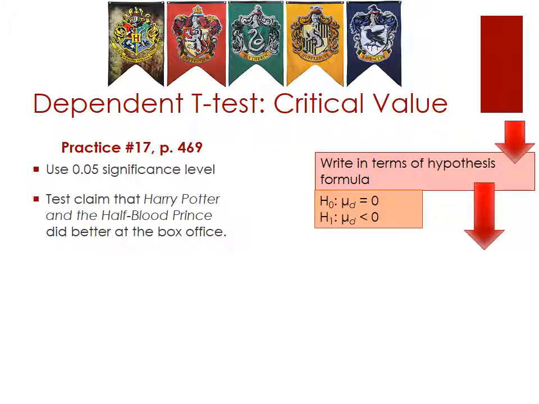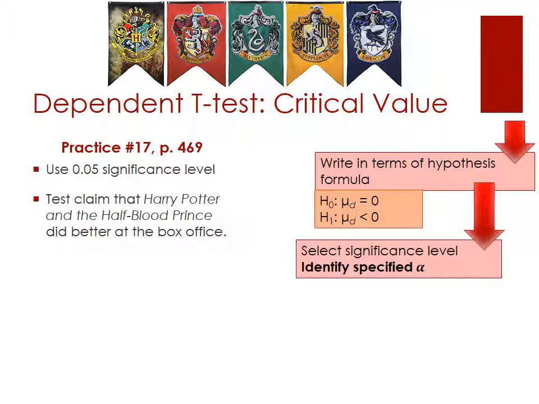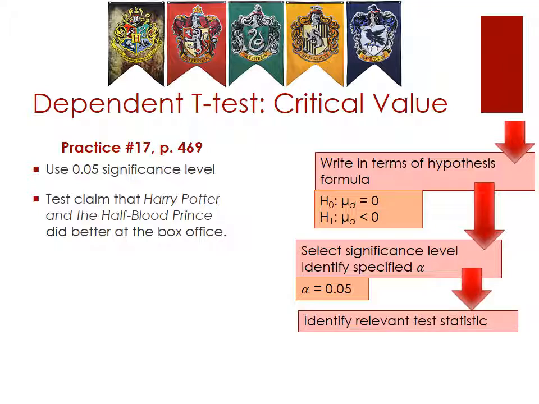So now that we have that, what's the next step I need to do? I've got my hypothesis formula. What do I need to do next? Well, I'm going to need to identify the specified alpha. So the alpha for this particular problem is going to be what? It's going to be 0.05. They've given it with our significance level. So we have that. Now we're moving on to identifying the relevant test statistic.